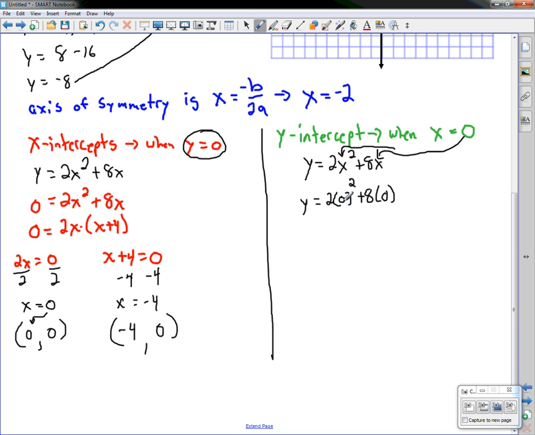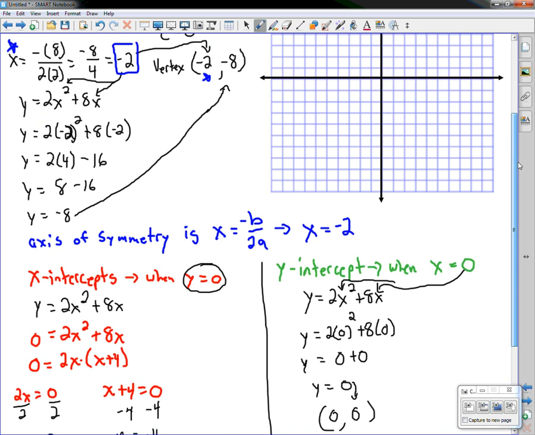Well, 0 squared is 0, times 2 is still 0. 8 times 0 is still 0. So we get y equals 0. So our x value was 0, and that produced a y value of 0. So let's go ahead and plot our points, and this should give us enough information to create a graph.